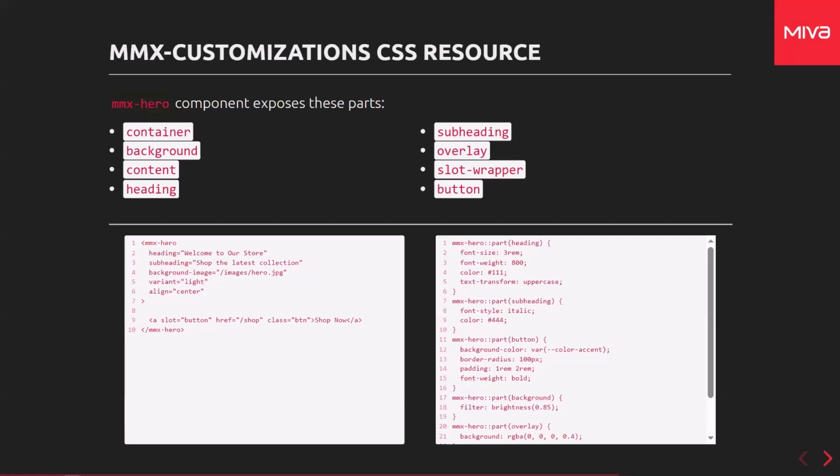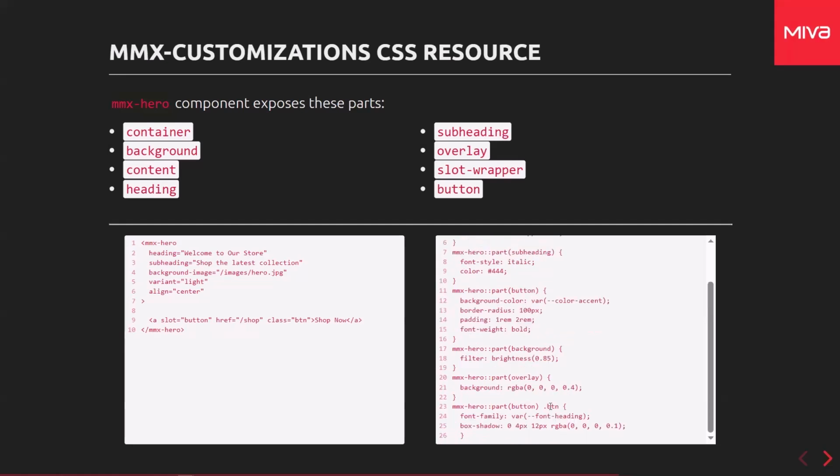So let's take a look at this one. This is the MMX hero component. This is what it looks like when you drop it on the page. Using the parts listed above that are available, this is how you can implement the CSS. All of these parts here are available within the MMX hero. The button is actually located through the slot attribute, but this is how you would call that. You would say ::part(heading). You have your subheading here. Here's your button, calling the actual class of the button. And this is how you would do that within the MMX customizations.